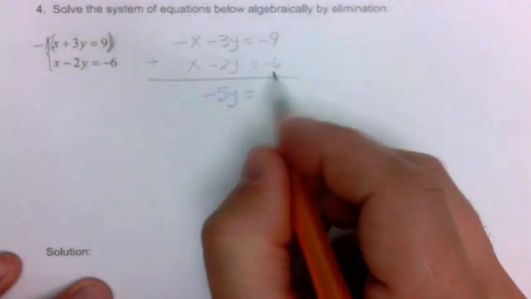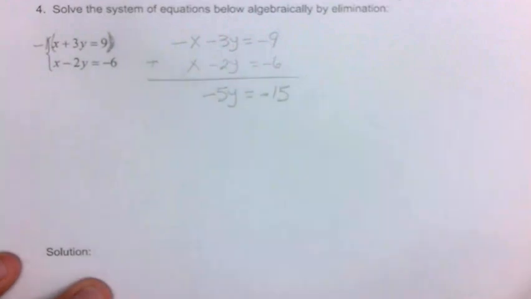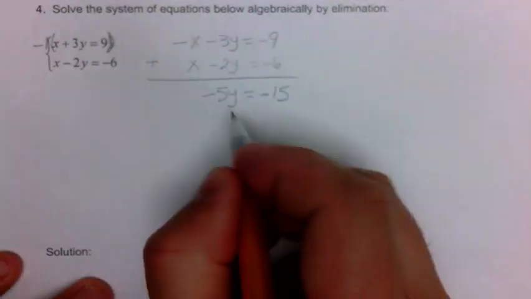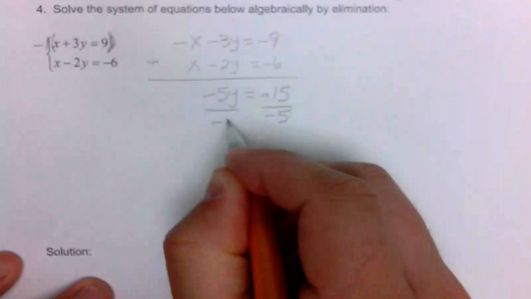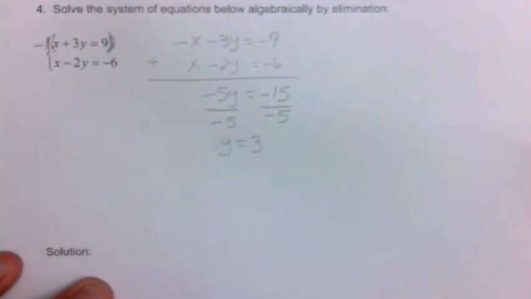And negative 9 plus negative 6 is negative 15. So negative 5y is negative 15. Divide each side by negative 5, y equals 3.